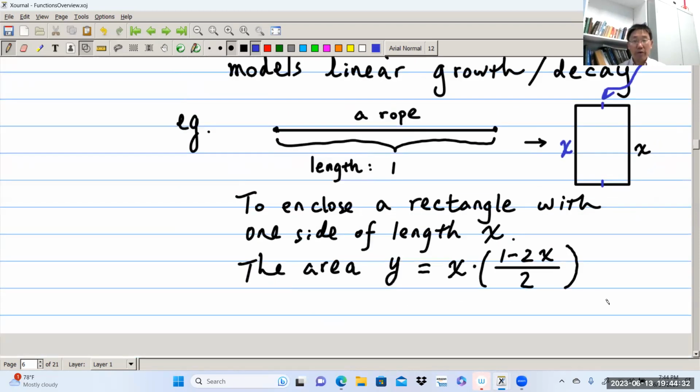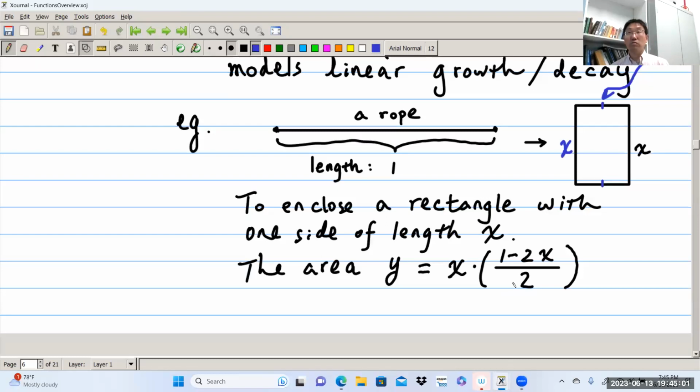So what's the area? Suppose I represent the area as y. So y equals x times 1 minus 2x over 2. See? You can use this function to model the area of this rectangle in this case. And later on, I may challenge you, how are you going to determine that x to make this area largest? Right? So you can solve such real world problems.